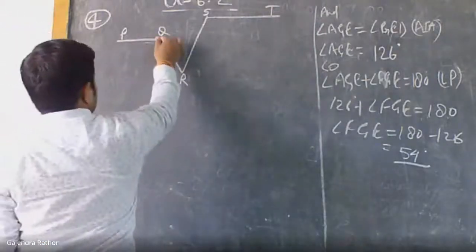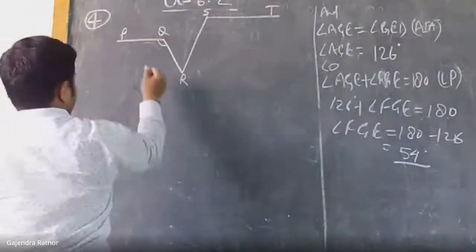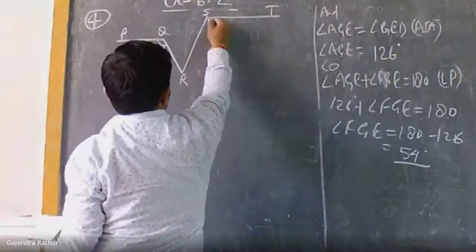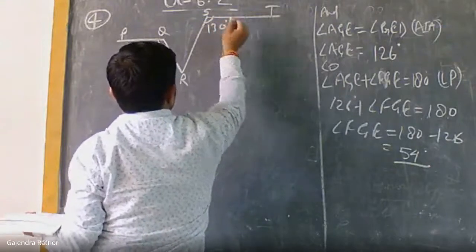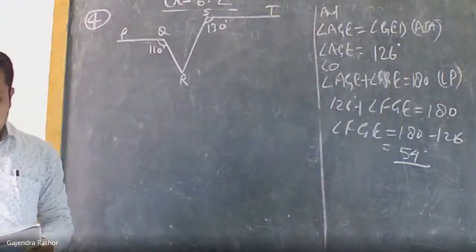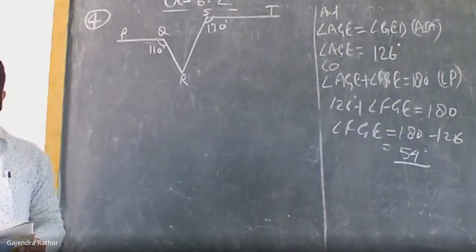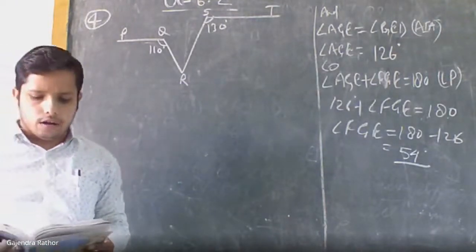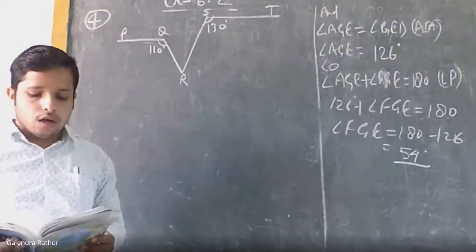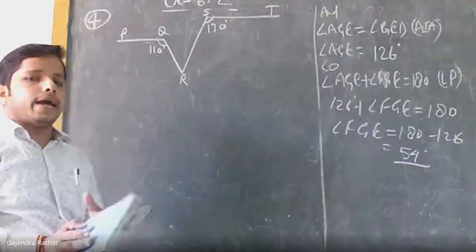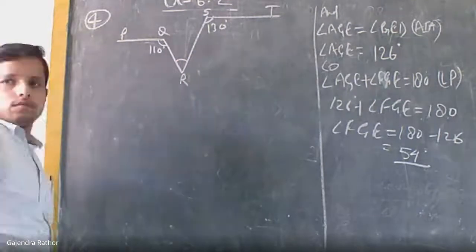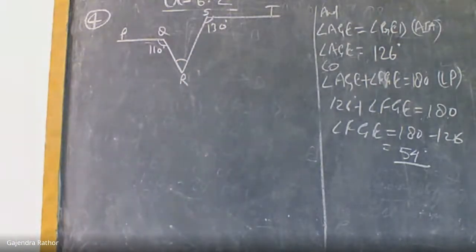One angle is given, PQR, that is 110. This angle given, RST, that is 130. Okay. In this figure, PQ parallel ST, PQR is equal to 110 and RST is equal to 130. We have to find the angle QRS. So we need to find this angle.